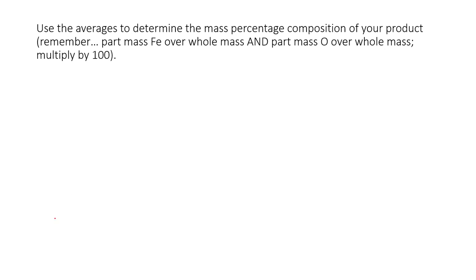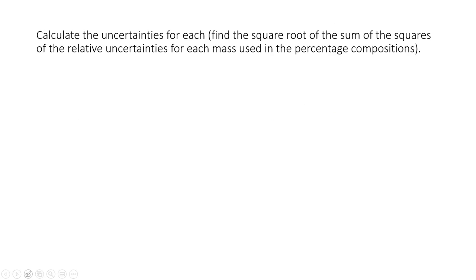So now let's go ahead and figure out mass percentage. So I had 0.30 grams of iron out of 0.50 grams of iron oxide. And then we had 0.20 grams of oxygen out of 0.50 grams of iron oxide. So we can divide, multiply by 100. This is going to give me 60% iron and 40% oxygen. So that's an easy piece.